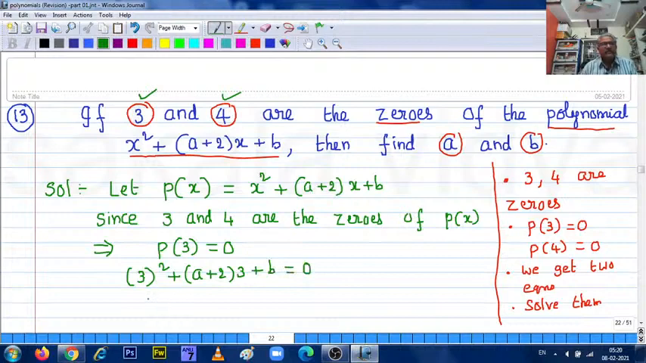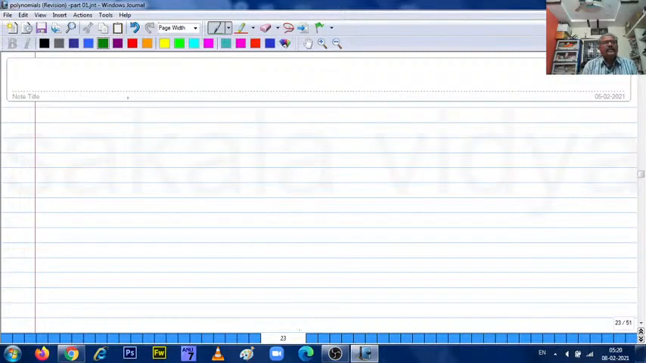Just simplify it. What do you get? 9 plus 3a plus 6, 3 into 2 is 6, plus b equals to 0. Now 3a plus b, 9 plus 6 is 15, plus 15 equals to 0. Take 15 to this side. So we get 3a plus b equals to minus 15. Say equation 1.